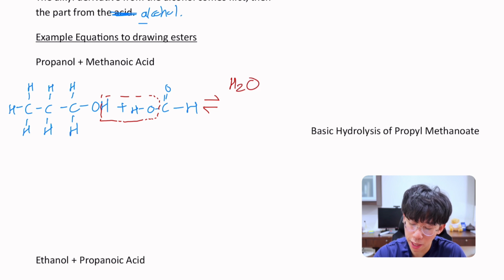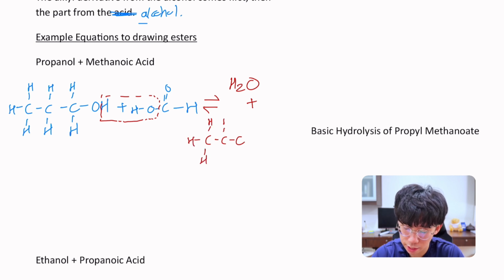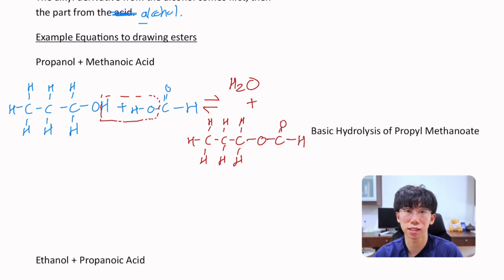H2O will be produced as the byproduct, hence why I boxed it up. And the remaining product is just both the alcohol and the carboxylic acid remaining parts combining. So everything will stay the same, except that these two will now combine. And there you have it. This is the ester that's formed.